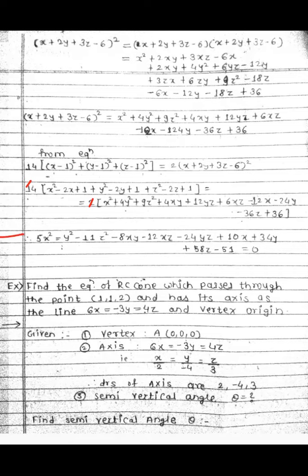It is 5x square minus y square minus 11z square minus 8x minus 12xy minus 24yz minus 10x plus 34y plus 58z minus 51 equal to 0. After simplifying all these terms, you are able to find the final answer here. Clear here, student? So in this way, you can find the equation of a right circular cone.